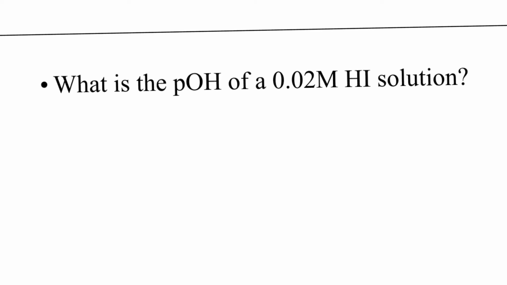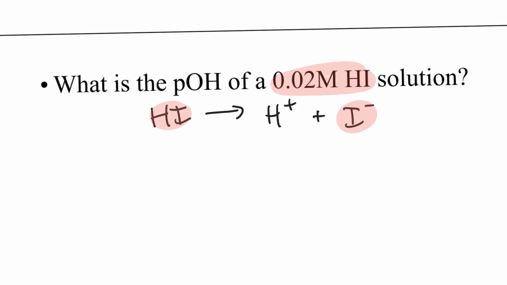Question number 6. What is the pH or pOH of a 0.02 molar HI solution? All right, so we're looking at HI. So we know HI is actually one of your strong acids. So first thing you want to do is write out your dissociation equation of HI. So we know HI breaks up to H plus and I minus. All right, and so hopefully one of the things that you quickly notice is that this is just a 1-to-1 ratio. All right, so that makes this easy.